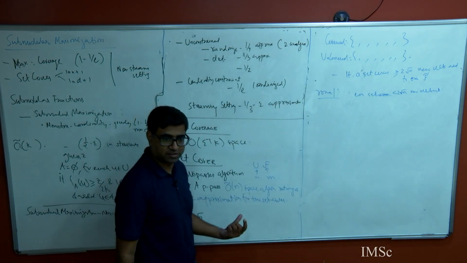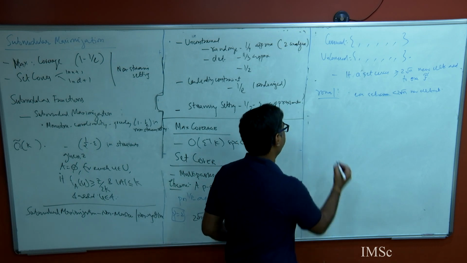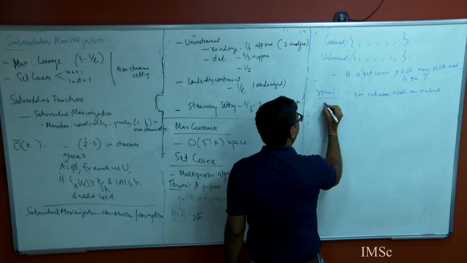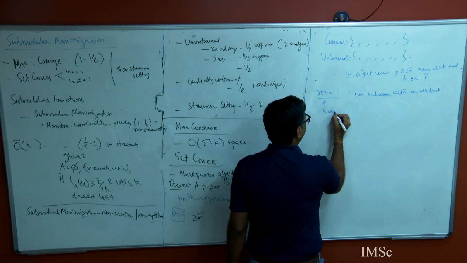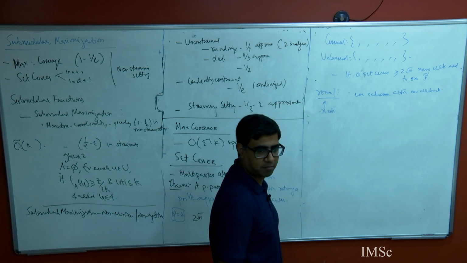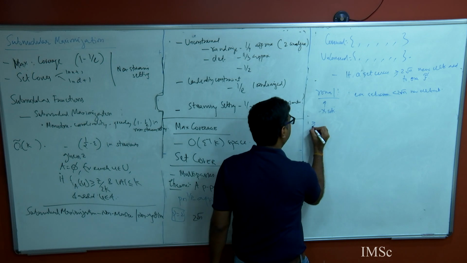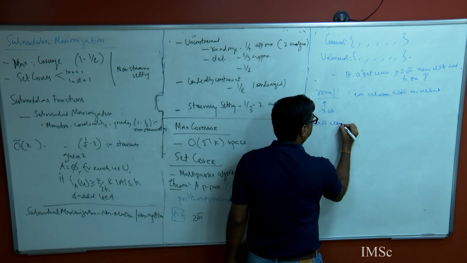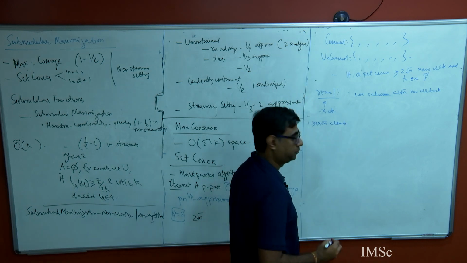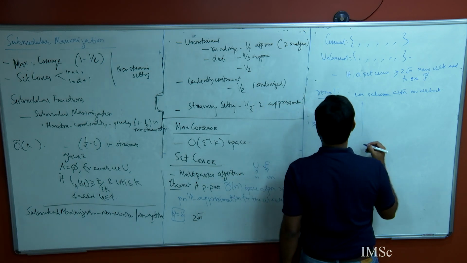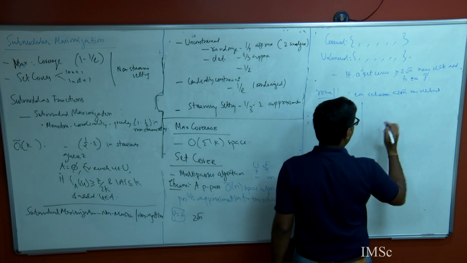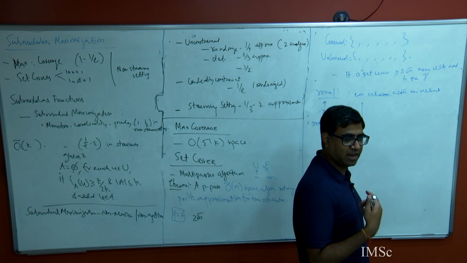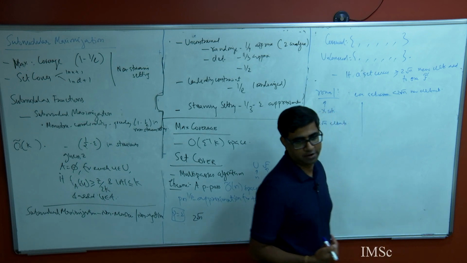So suppose in round 1, I took x sets. It means I have covered at least 2x root n elements. So the number of elements that I will take in the second round, let's try to understand how many elements I will take in the second round.